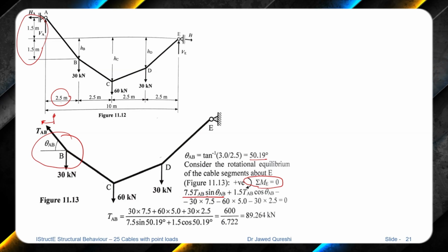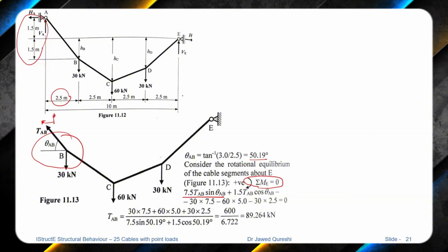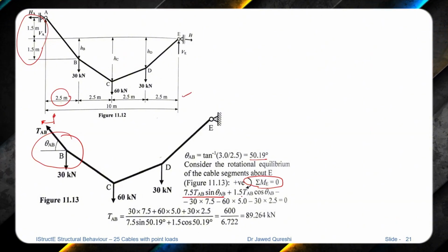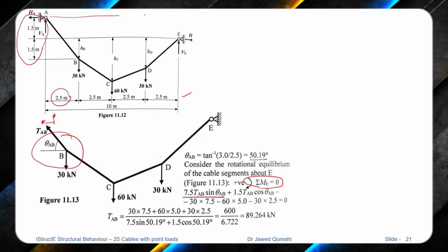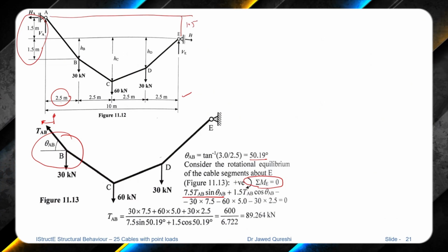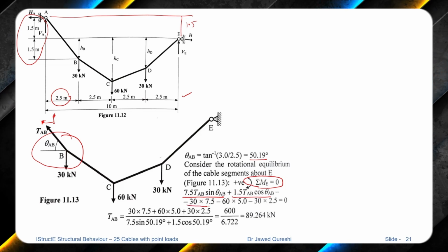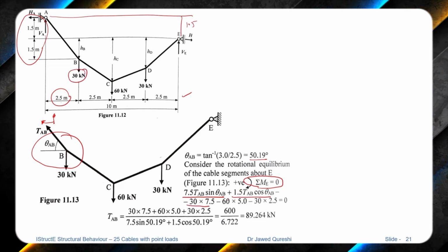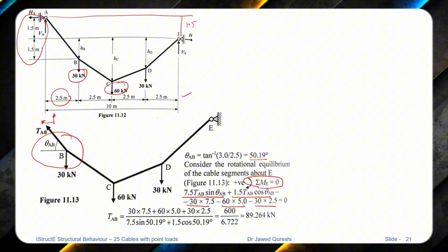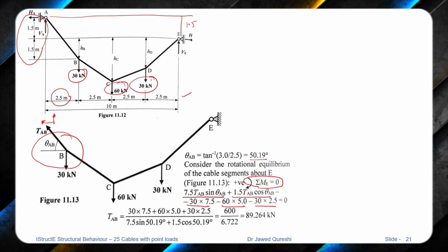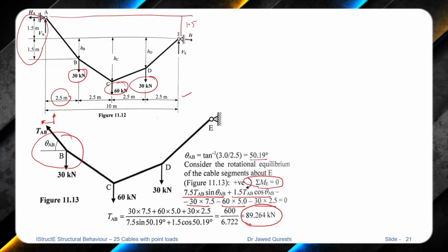TAB sin theta is a vertical force, and that is an upward force, and it is 7.5 meters away from point E. Then we have 1.5 times TAB cos theta, because the distance between this point and this point is 1.5. Then 30 into 7.5, this is the vertical load over here, then 60 into 5, this vertical load, and 30 into 2.5, this vertical load. From here we can find TAB as 89.26.